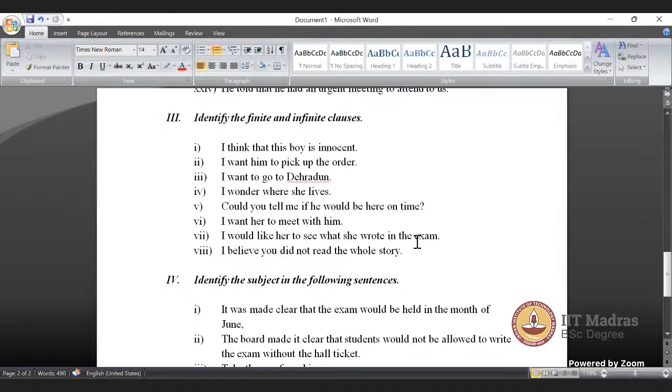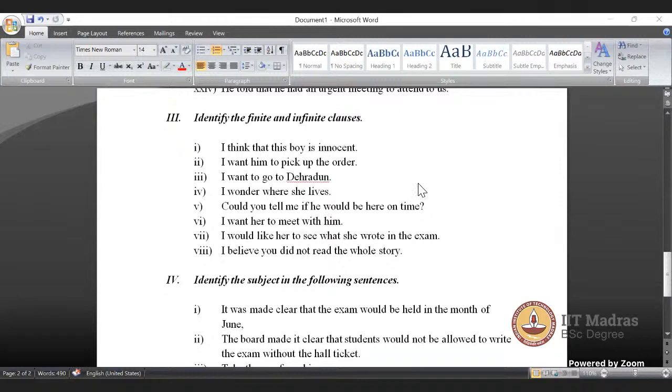There is double embedding. This we discussed in one of the sentences before. So, for her to see what she wrote in the exam is your first part, and within that you have she wrote in the exam, right? What she wrote in the exam, that is a finite part, because you have the past tense there. But her to see what she wrote in the exam, that particular clause is infinite. Get these tips.